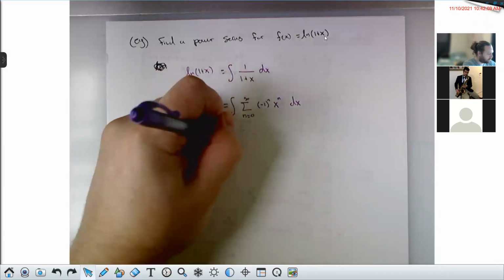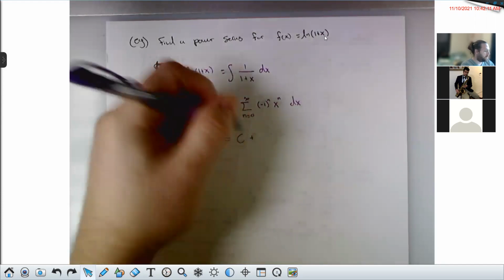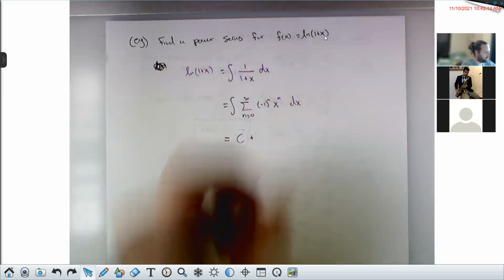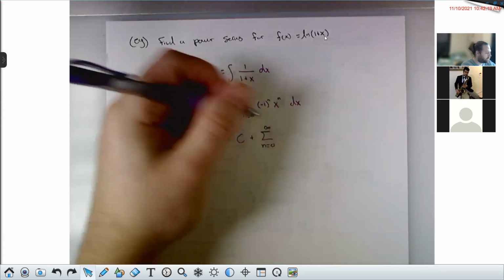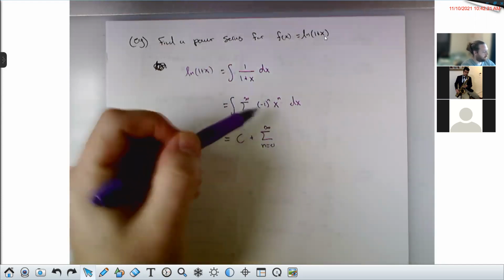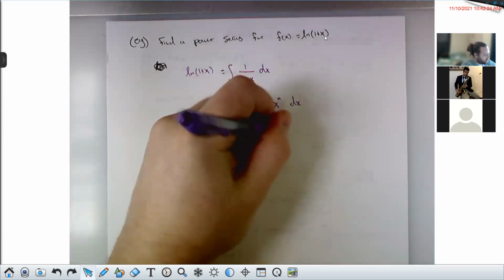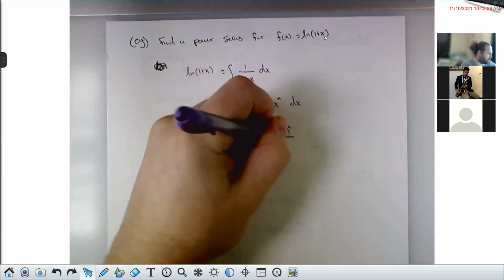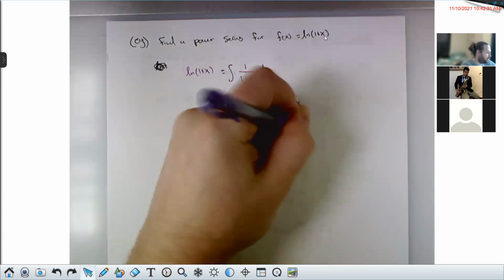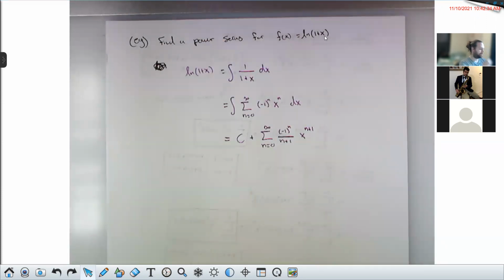Integrating, I get a plus c, which I write in front of the series to make it clear that it's not inside the sigma. No funny business with the index when you integrate a series, thank goodness. The n stuff is all constant, so negative 1 to the n, just chilling. When I integrate x to the n, I get 1 over n plus 1, x to the n plus 1. So the natural log of 1 plus x must have this power series representation for some number c.